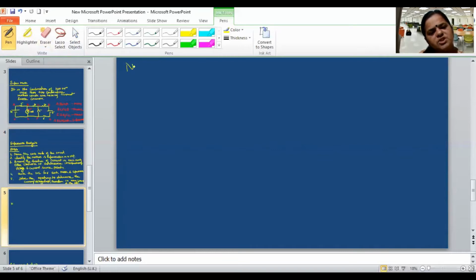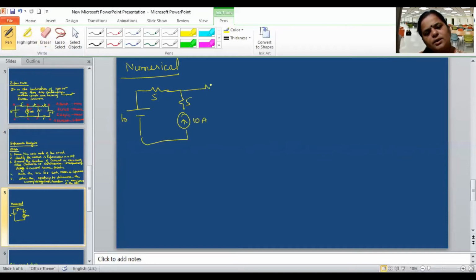So I am telling you with the help of one numerical. I am taking one DC circuit, 10 volt. This is 5. Here it is 5. This is 10 ampere. This is 10. This is 15. This is 5. And this is 10. Suppose this is the circuit.